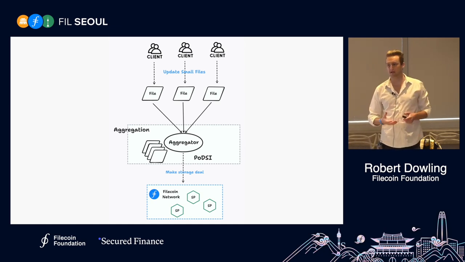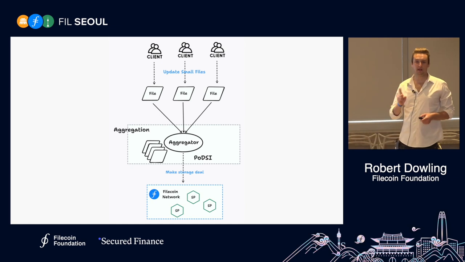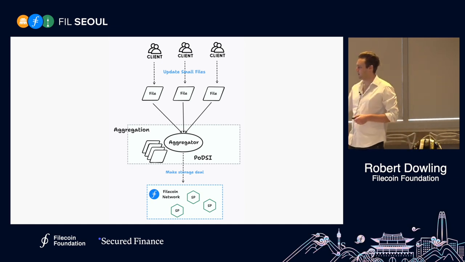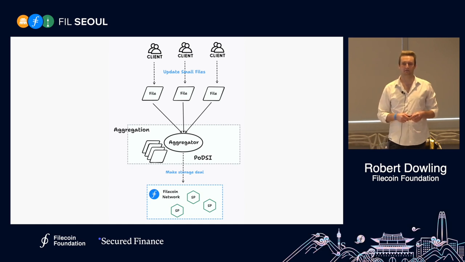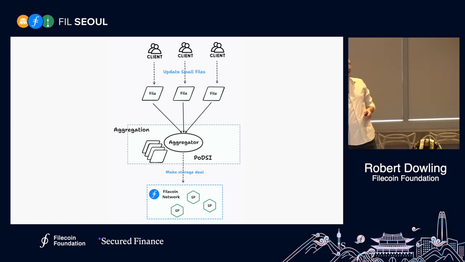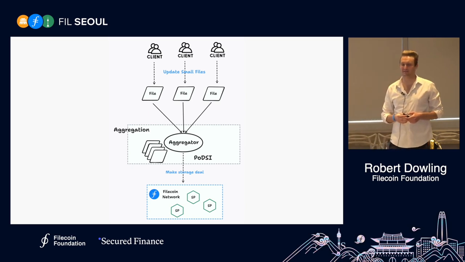But you can imagine what's happening is those deals are being compiled and then proposed to the Filecoin network as one storage deal. But what's interesting about this is we have something called PODSI, so proof of data, Jenks, is it proof of data segment or sector inclusion? I think it's sector. Okay. Anyway, proof of data sector inclusion.